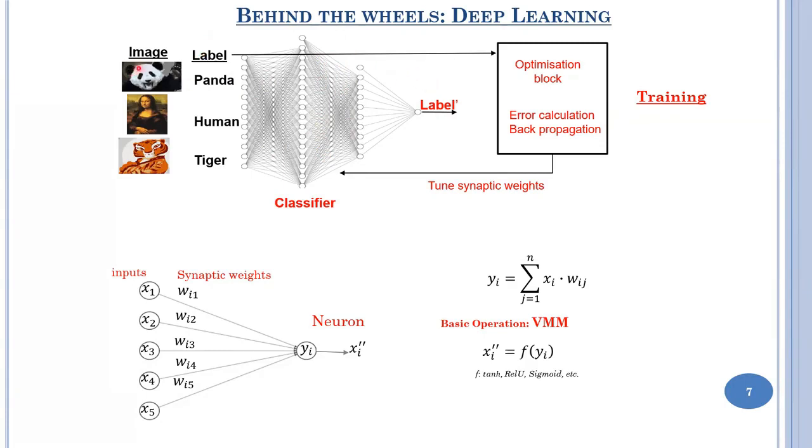So you feed different images. First you feed this image of a panda, you check the label dash, you find out the cost function, and you tune these weights to reduce that cost function. Then you feed a human image and check the label dash. If the label dash is very different from human, then again you tune your weights in such a way that the difference between the label dash and human reduces. So that is how you train it. This process is known as training. There's a specific algorithm called backpropagation, which utilizes stochastic gradient descent. And I'll be talking about that as well.